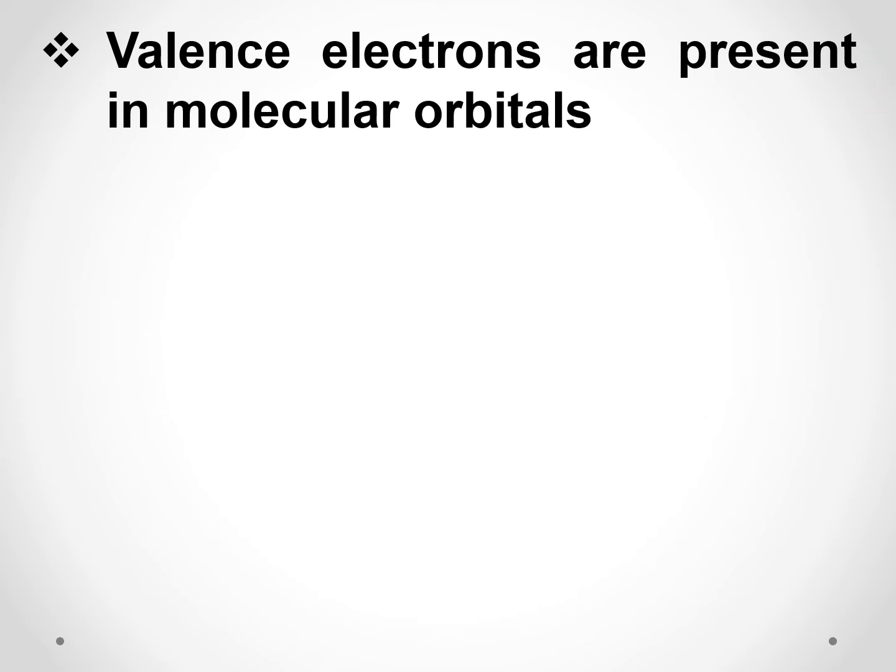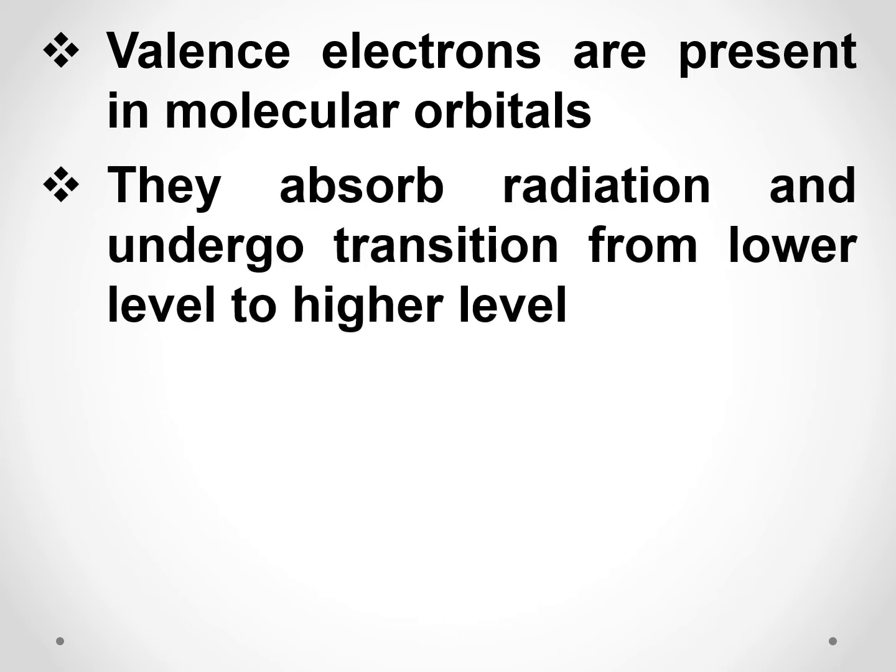So we are mainly dealing with organic compounds. This technique is used to identify organic compounds. In organic compounds, valence electrons are present in molecular orbitals, and these electrons can absorb a radiation and undergo a transition from one molecular orbital to another.